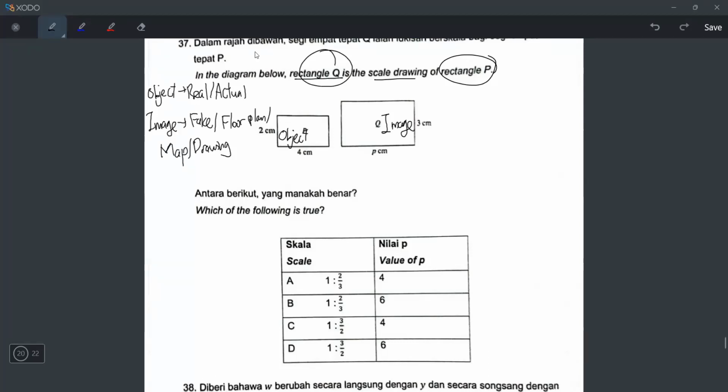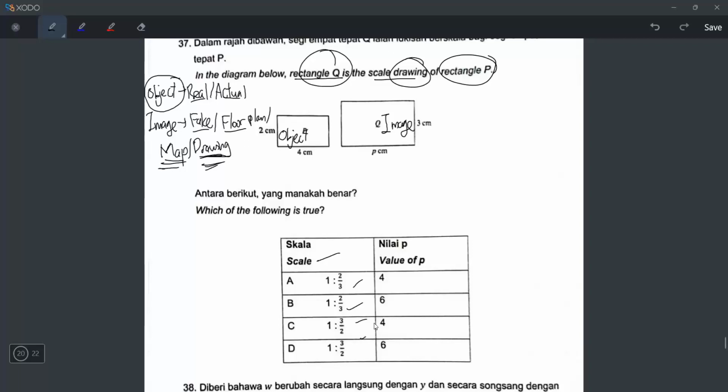It means if I say Q is a scale drawing, so that's the image. Because when you see the word drawing, then it means it's a fake one. It's like the one you draw on a piece of paper. It's not real. But object is the real one. So P is the real one. Q is just a drawing. Okay, so now they ask which of the following is true.